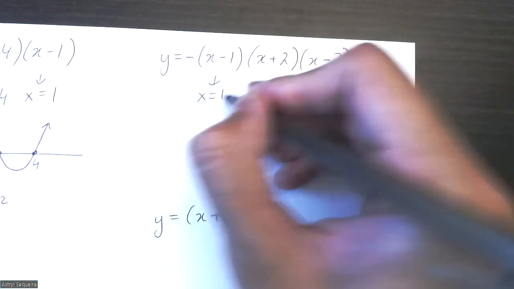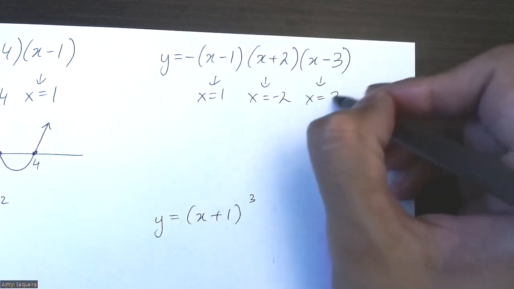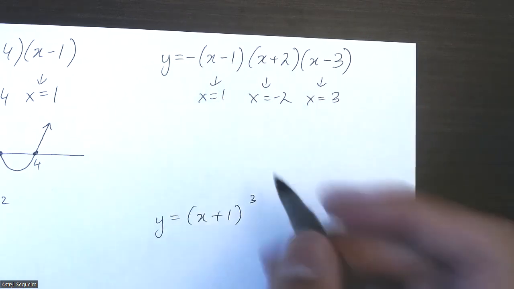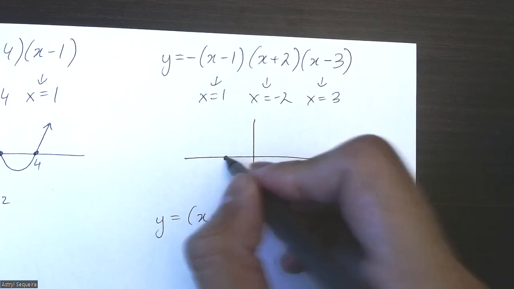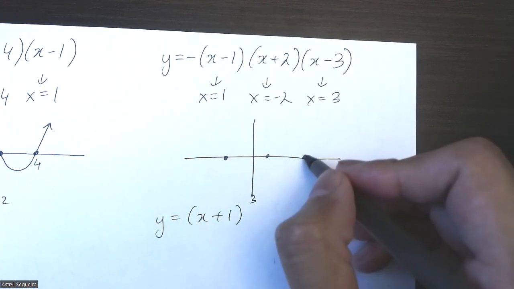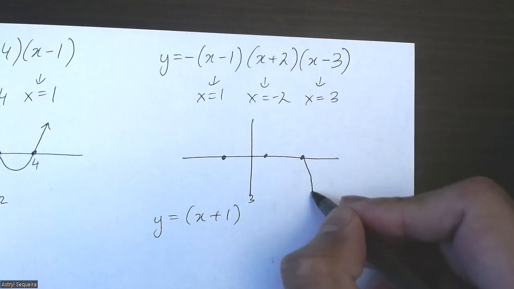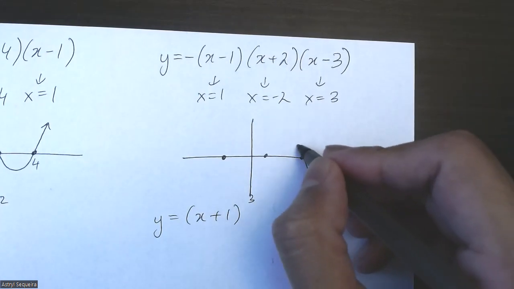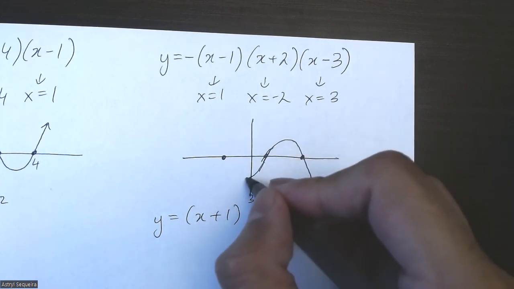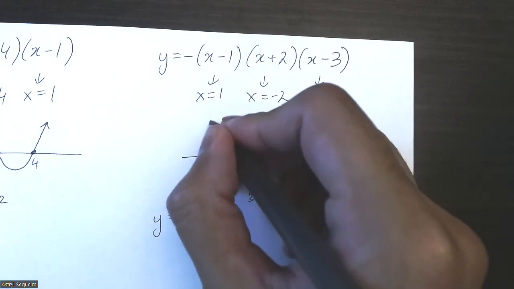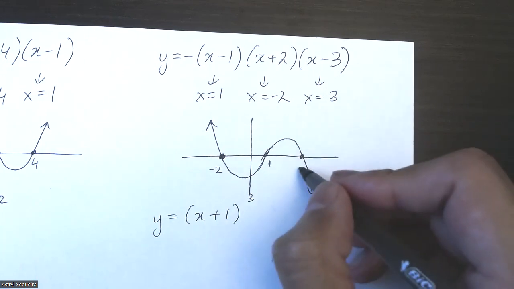My x-intercepts are 1, -2, and positive 3. This is a negative function. It's cubic again. Again, I'll start by putting my x-intercepts, -2, 1, and 3. And since it's a negative function, it's going to end on the bottom here. It's going to pass through this one here. It's going to go through like this. And we can label the points, -2, 1, and 3.